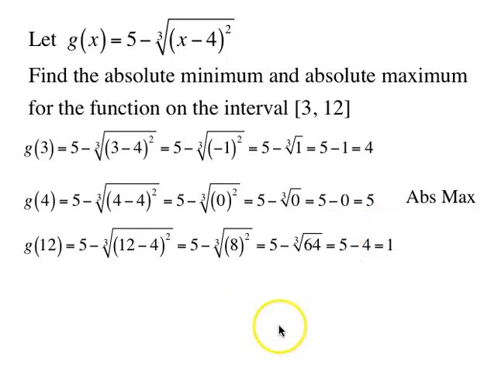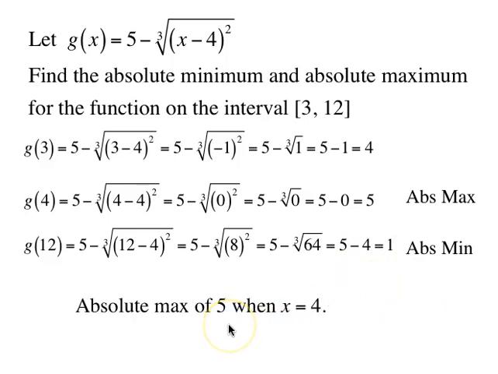Again, 5 is the highest of the high. 1 is the lowest of the low. Absolute max of 5 when x is 4. Absolute min of 1 when x is 12.